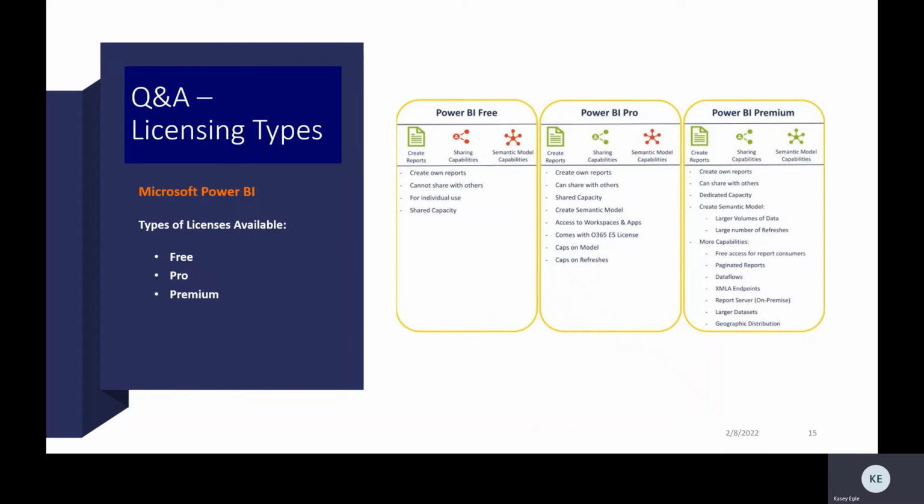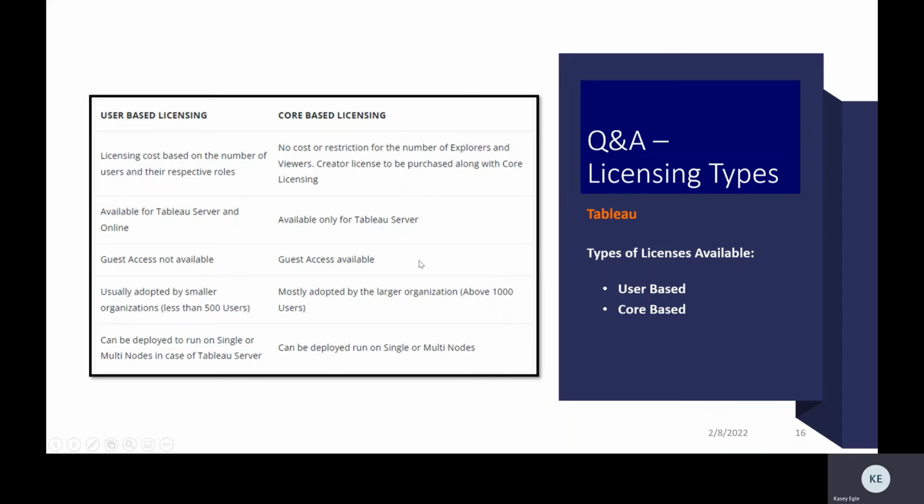When it comes to licensing types for Microsoft Power BI, there are 3 versions: the free, the pro, and the premium. And we can see what they each offer here in this diagram. And then when it comes to Tableau, there are 2 different licensing types, which are user-based and core-based, and they are listed here.